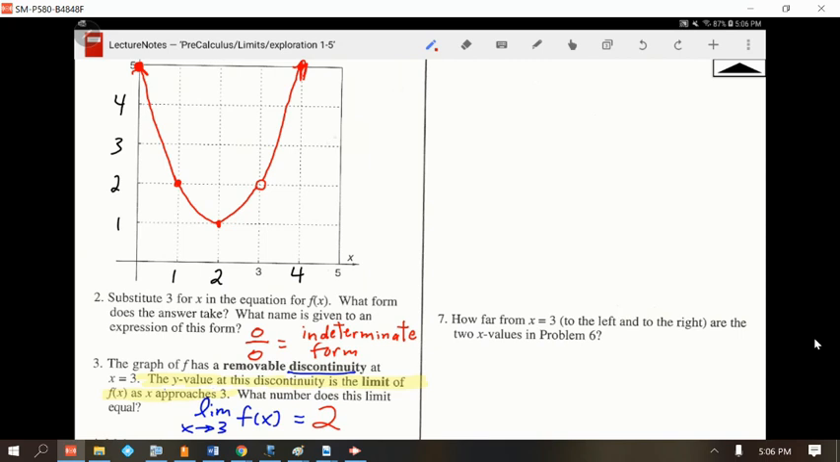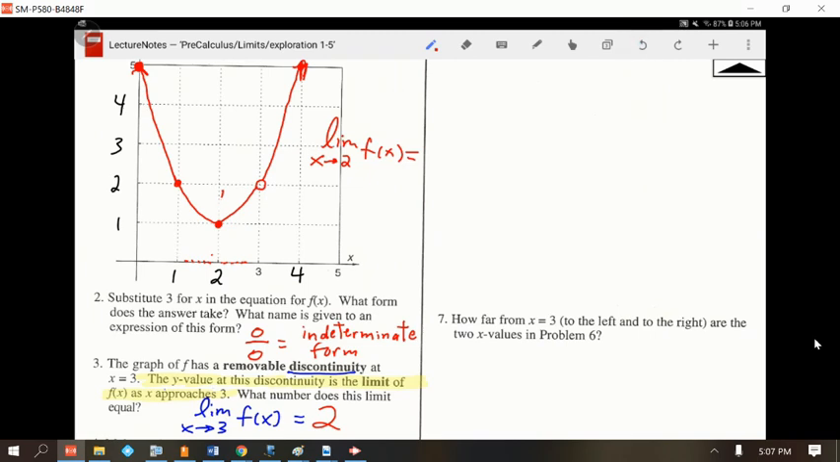Sometimes the y value exists. If I asked you, what is the limit as x approaches 2 of f of x? 2 has a dot at it, so the function's defined at 2. It's not defined at 3, where there's a hole. 3 is not in the domain of the function, but 2 is. So what's the limit as I get arbitrarily close to 2? The limit is 1.